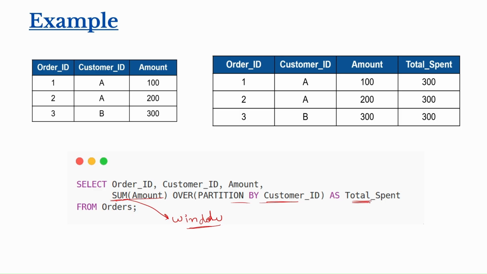And here I don't need to make use of the order by clause, so I have skipped that, and I have renamed this entire window function as a new column, which is total spent from orders, since my table name was orders. So that's how you can write a SQL query.